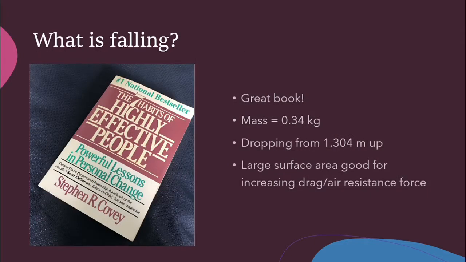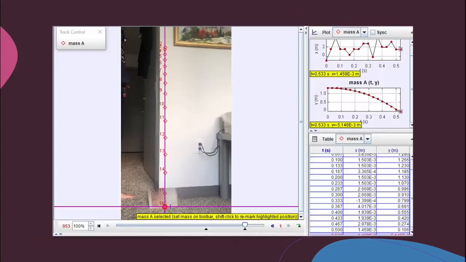And so this is what I'll be dropping today from 1.3 meters high up. And I chose this book because I thought its large surface area will be good for increasing the drag/air resistance force. Falling, like so. And this is what it all looks like in Tracker, where all the data is extracted.